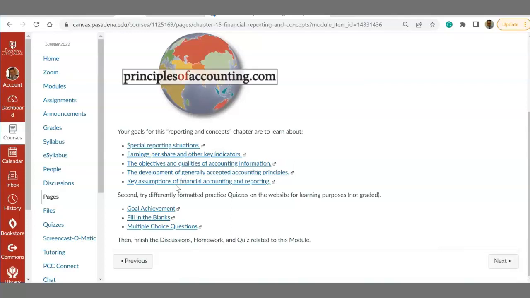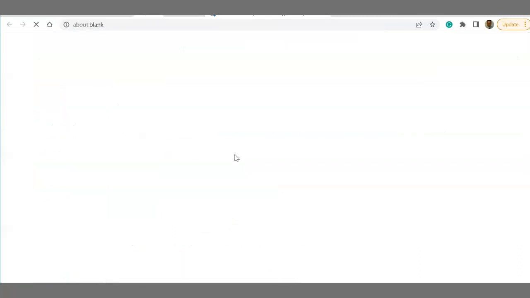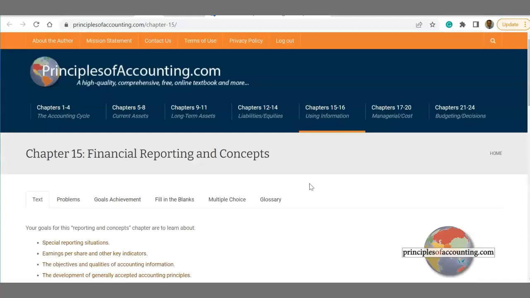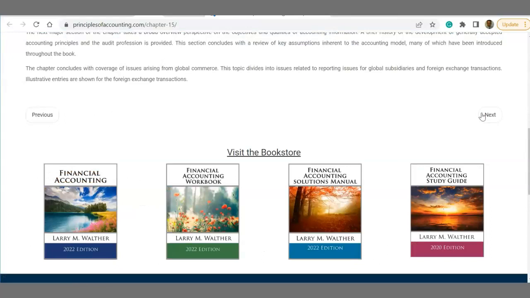Okay, we're going to look at a few things. Let's start from the top. In chapter 15, we are looking at financial reporting and concepts of financials, like special reporting situations and earnings per share. So let's cover those one by one.